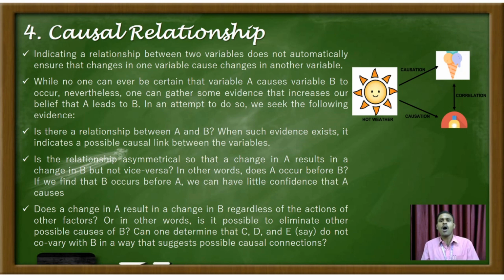For example, hot weather will cause melting of ice cream. Hot weather, it's a hot bulb or something. So there is a correlation. Because of the sunlight we feel hot, and because of the sunlight the ice melts. So there is a correlation between those variables.